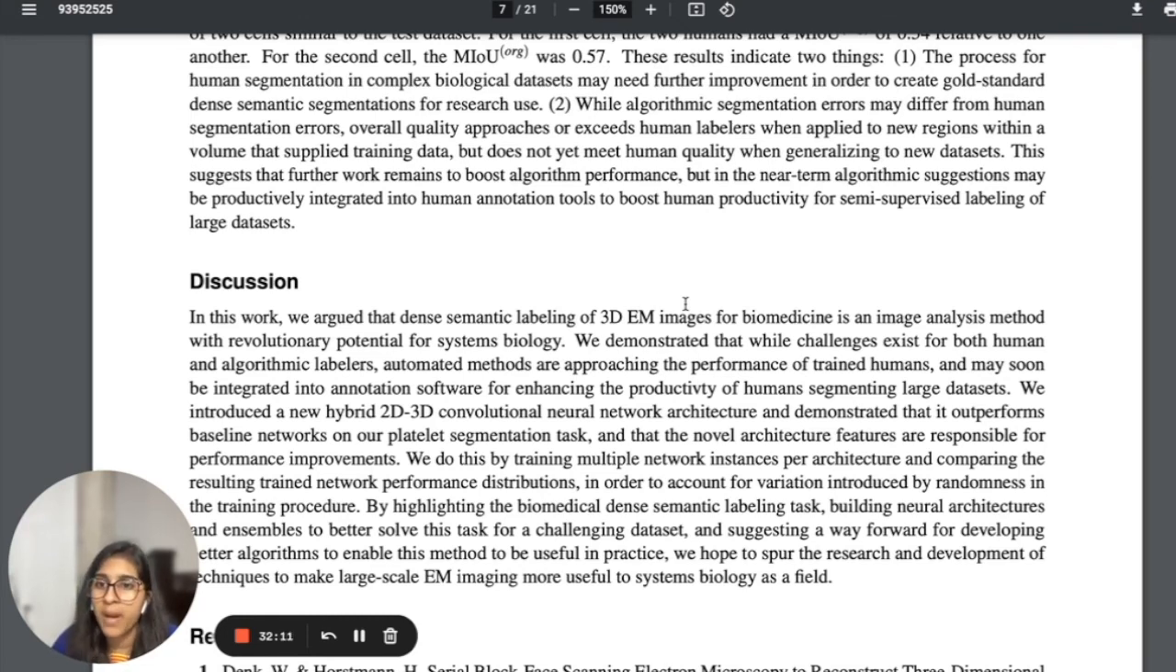And so by introducing this hybrid 2D, 3D convolutional neural network architecture, they demonstrated that it performed well and exceeded the expectations between the status quo and the baseline networks. And with the ablation, we know which model and network would work best on the platelet segmentation task. They also have a very novel architecture. And so overall, I really found this valuable.